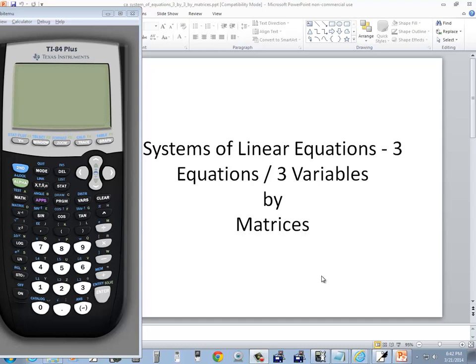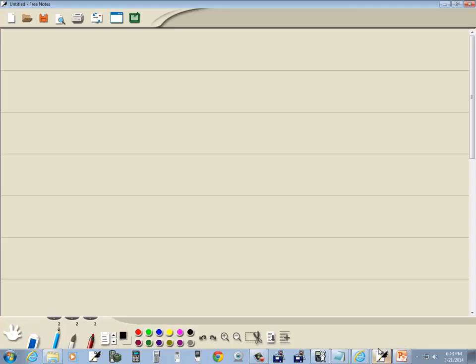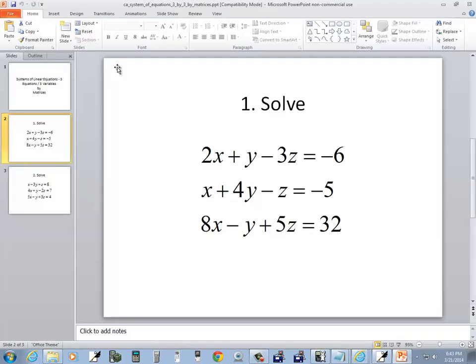Let's take a look at solving systems of linear equations with three equations, three variables by matrices. Let's take a look at our first problem here. So we got 2x plus y minus 3z is equal to negative 6.